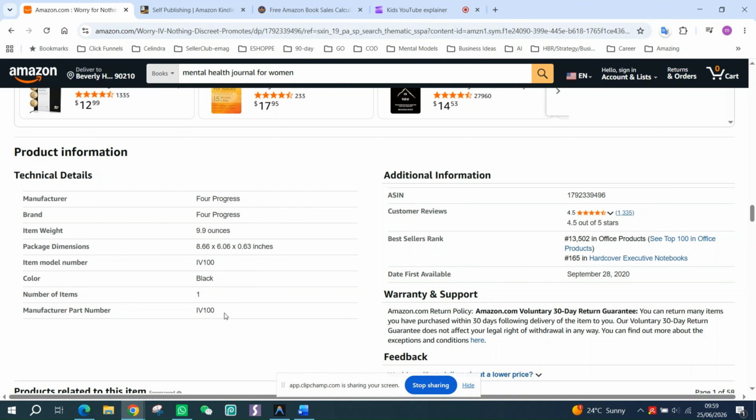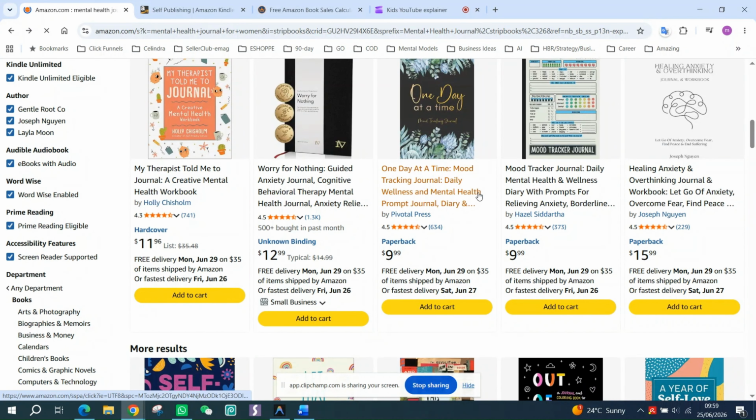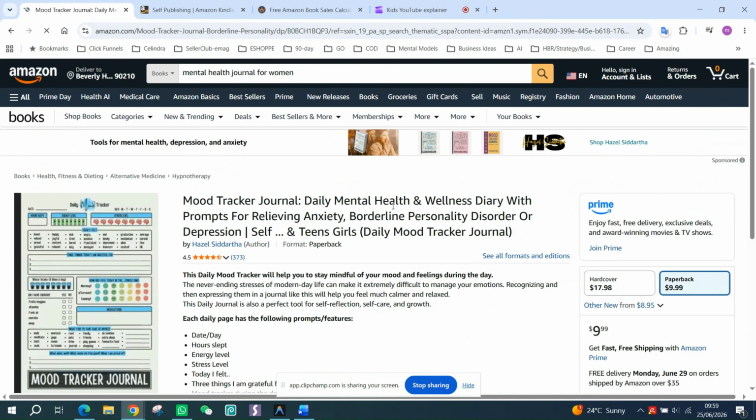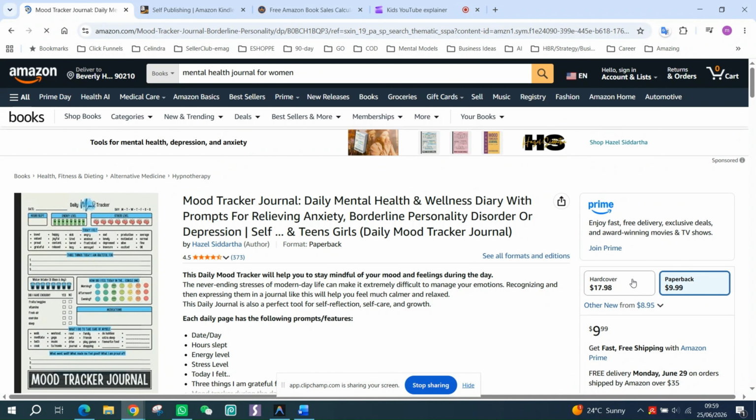Where is it? I believe this is not a KDP book, right? We can't see exactly what it is, so it's probably published by this publishing house. But let's look for something else. Let's look at this one, which I'm sure should be independently published. This is a mood tracker. Look, it's $17.99 or $9.99.